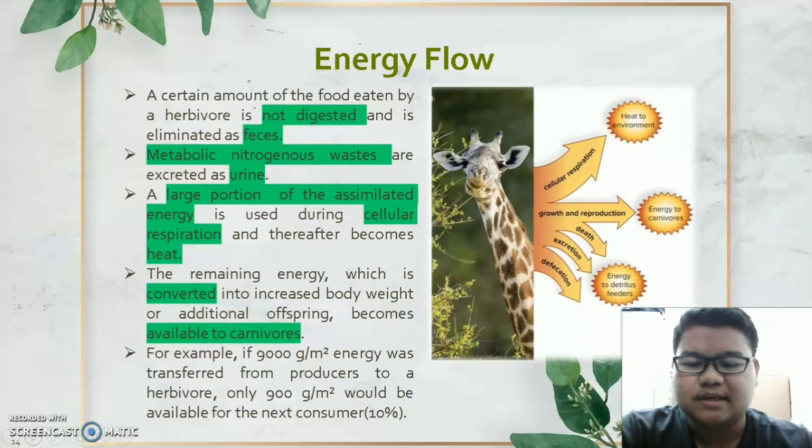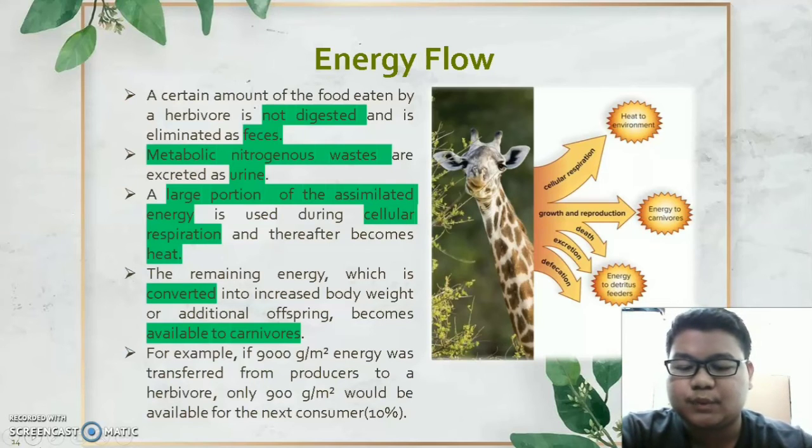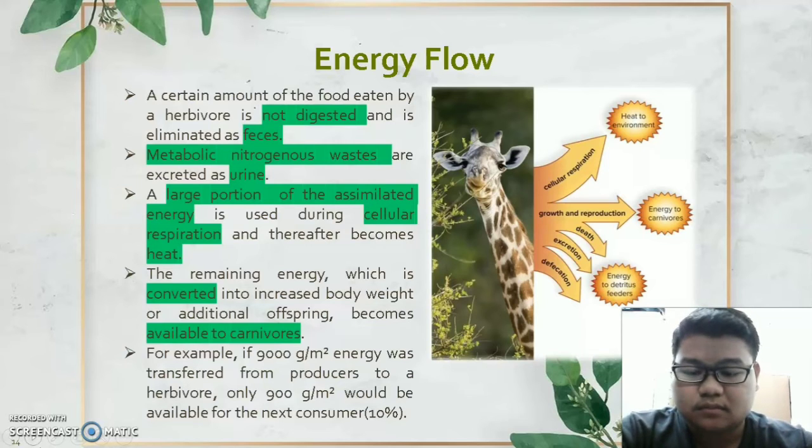The remaining energy will then be used to increase the body weight of the herbivore or create additional offspring, which will then become available to carnivores to consume. For example, if 9,000 grams per meter squared of energy was transferred from producers to a herbivore, only 900 of it, or 10% of it, will be available for the next consumer.